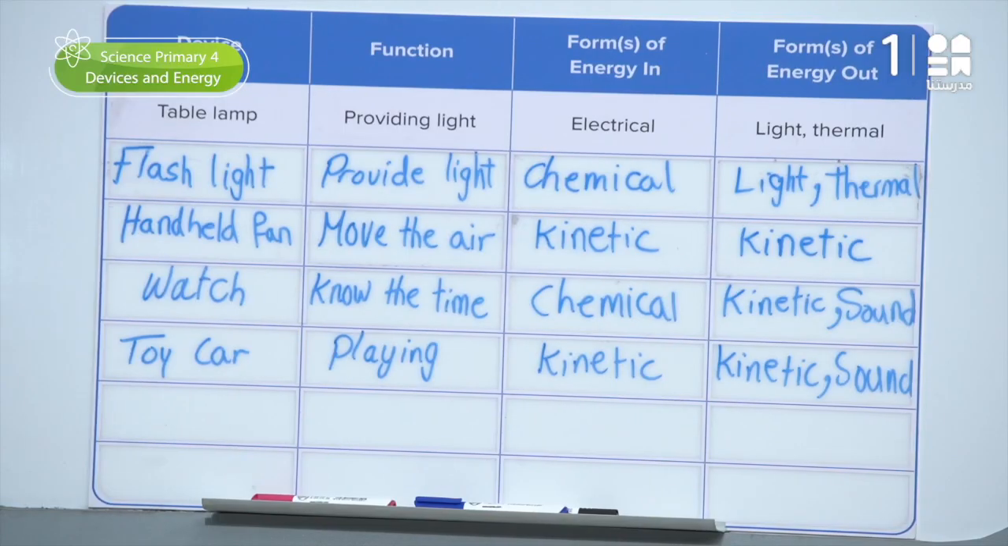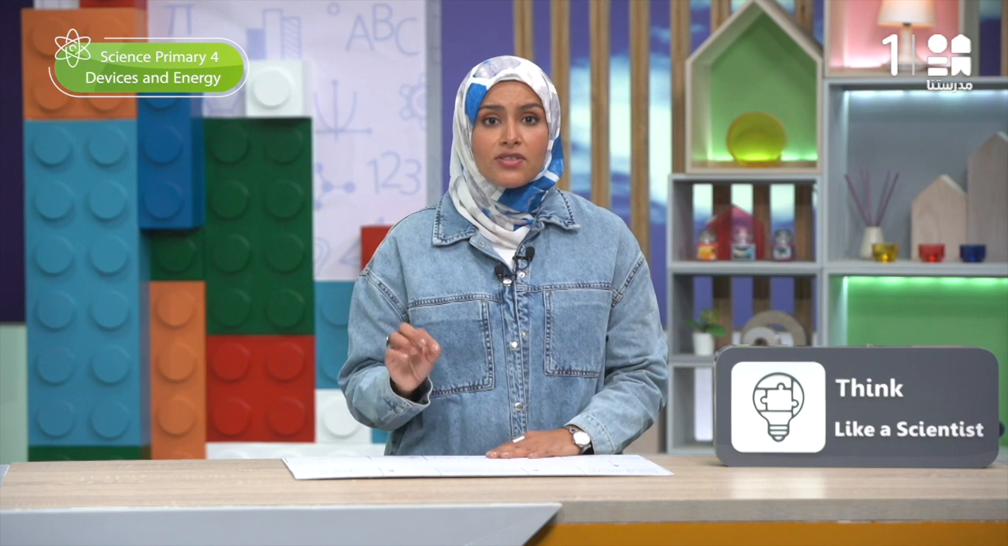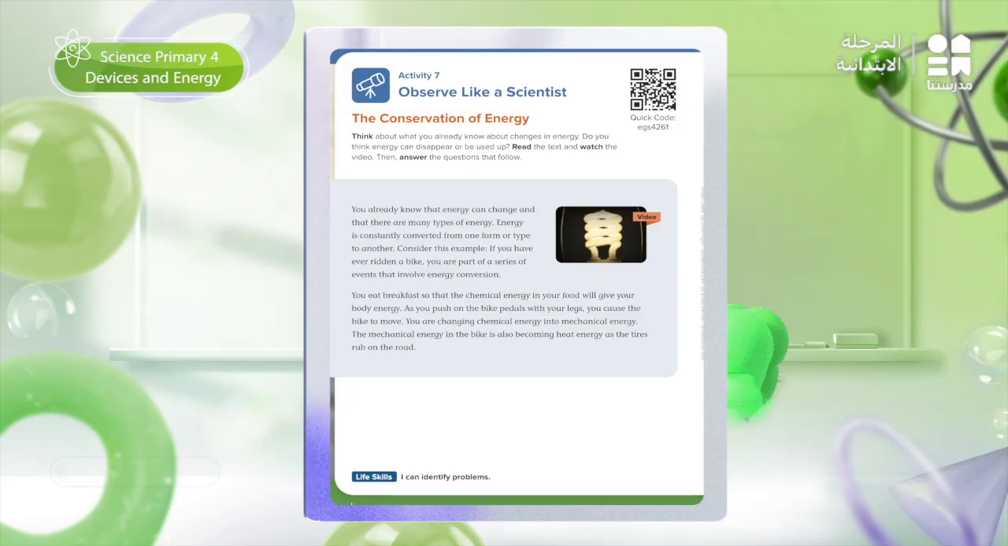بس عايزة أفكركم الأول إن إحنا المرة اللي فاتت اتكلمنا عن الأجهزة وحددنا الطاقة المستخدمة input energy والطاقة الناتجة output energy وجمعناهم كلهم في الجدول ده. I'll give you time to go back to your book page 14 and think of the notes that you recorded to get ready for the analysis and conclusion.